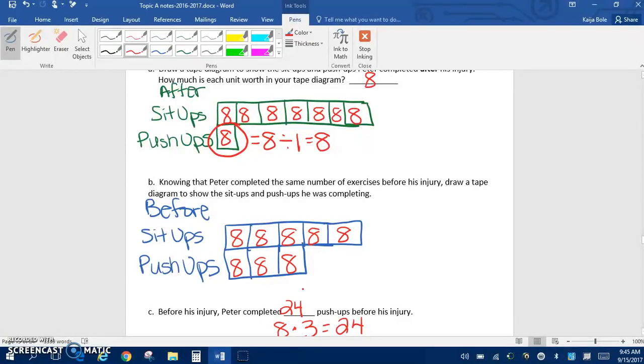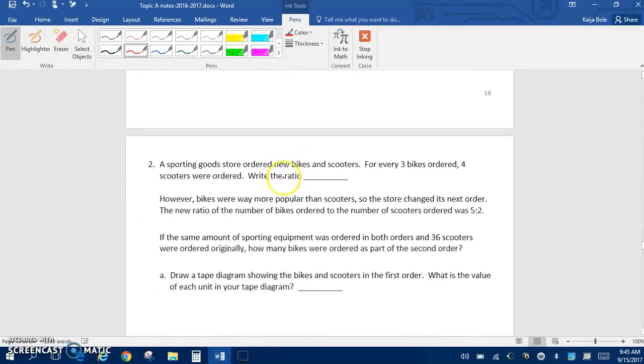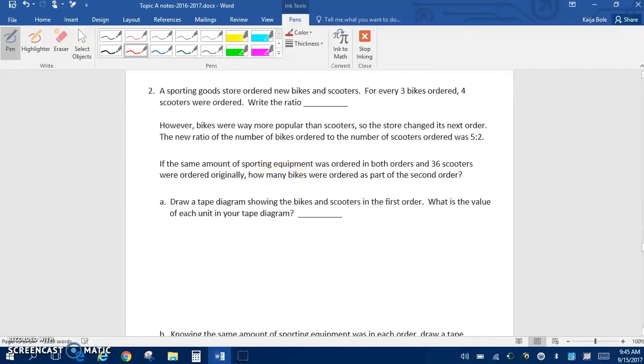We're going to go through one more example all together here, so moving on to page 17. This says a sporting goods store ordered new bikes and scooters. For every 3 bikes ordered, 4 scooters were ordered. And it says to write the ratio. So the ratio of bikes to scooters is 3 to 4.